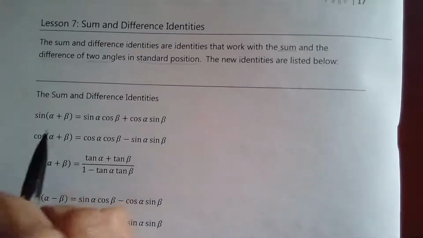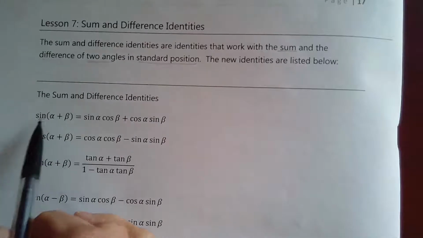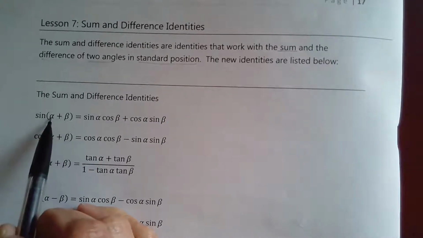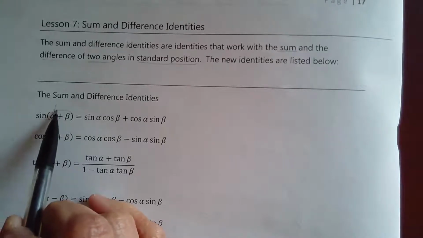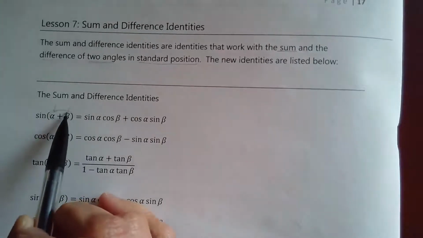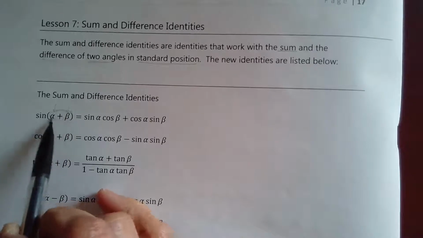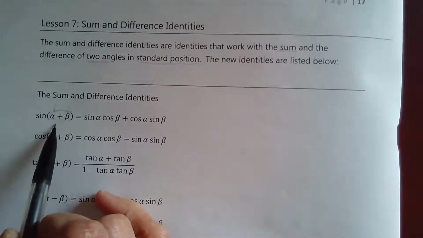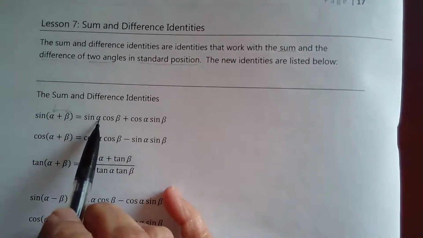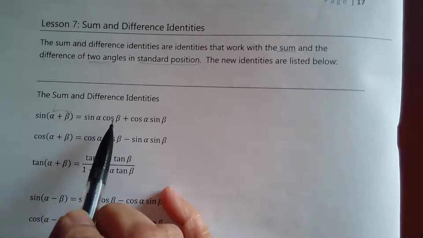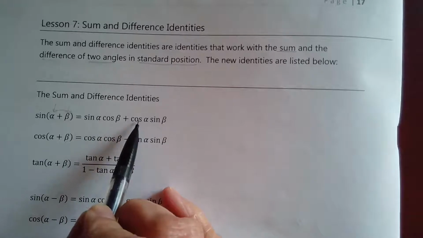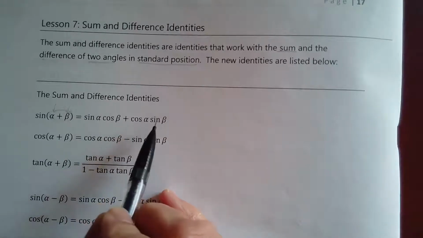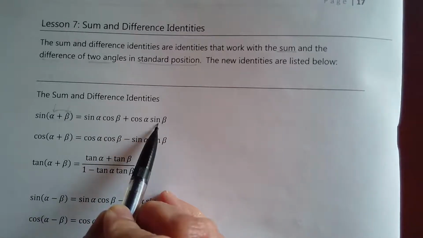The very first one is sine of alpha plus beta. So when we take alpha plus beta, this is your first angle, and then you have the second angle, you add them together and you take the sine of that. It's the same thing as taking the sine of the first angle times cos of the second angle, plus cos of the first angle times the sine of the second angle.